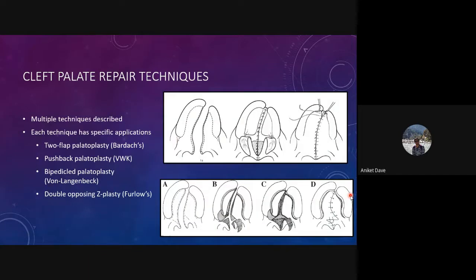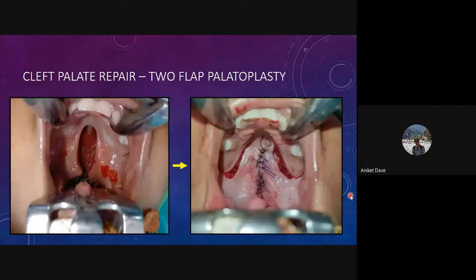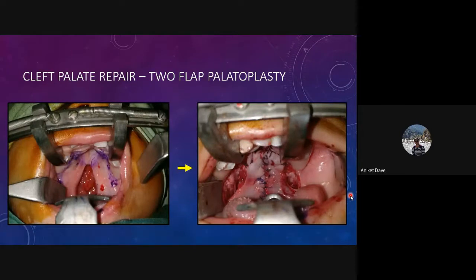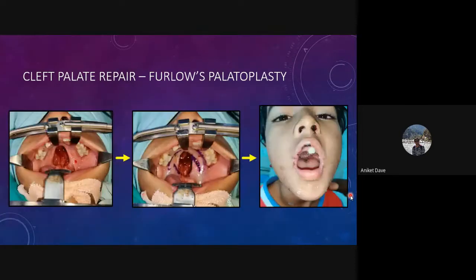There are many techniques which have been described for cleft palate repair, and each technique has its own specific applications which we choose according to the patient. Our favorite technique in most patients is the two-flap palatoplasty as described by Bardach. This is how we perform it. This is a child in which we have performed a cleft palate repair by this technique. And this is another patient in which we have performed the same surgery.